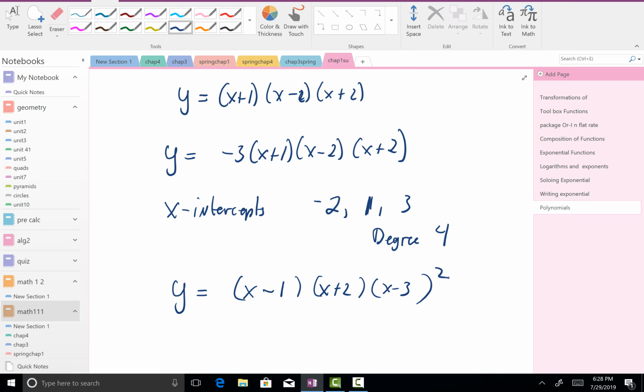Because it comes up to 1 and bounces off. Anytime it bounces off, that's going to be a multiplicity of 2. 72 would have a multiplicity of 2 at probably 0. Does that make sense? What are you saying, Will? So 71 would have a degree of 4. Well, no, it has a degree of 5. Because you have 2 double roots, 2 multiplicities of 2, and then it crosses at 0. So that's a degree of 5.